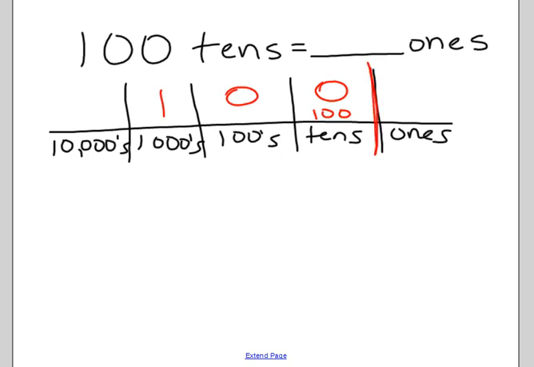So let's stop here because I have 100 tens. If I have 100 tens, then when I scoot over and look at my ones, it shows me I have 1,000 ones. We're going to work more on that in class. Don't worry about it. If you still don't understand, we're going to practice, practice, practice.